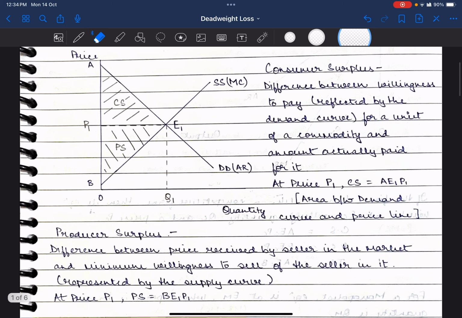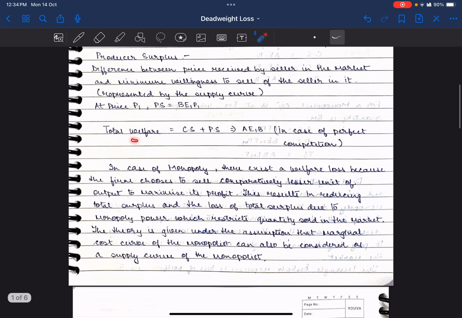So in the case of perfect competition, we are assuming that the demand curve represents the AR curve and the supply curve is the marginal cost curve. So in case of perfect competition, this entire triangle AE1B is the total surplus, which is the sum of consumer surplus and producer surplus. So total welfare is equal to CS plus PS, that is consumer surplus plus producer surplus, in case of perfect competition.